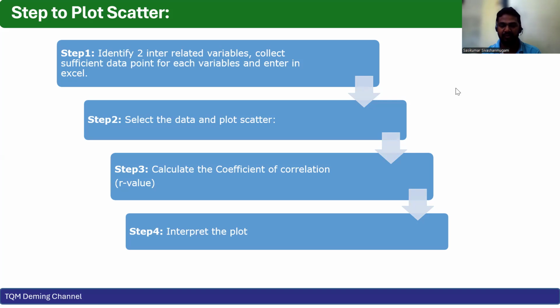What is the importance of R value? It is minus to plus. And if it is going to the minus value, it is a negative correlation. Going to the plus value, it is a positive correlation.